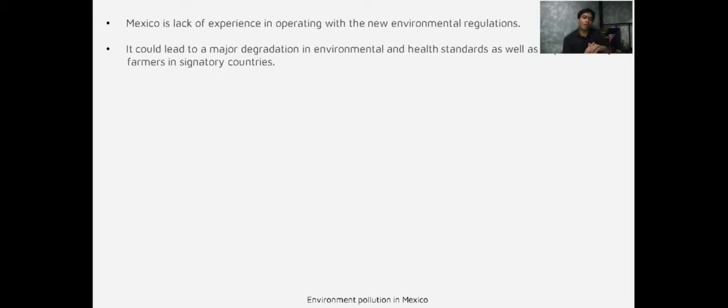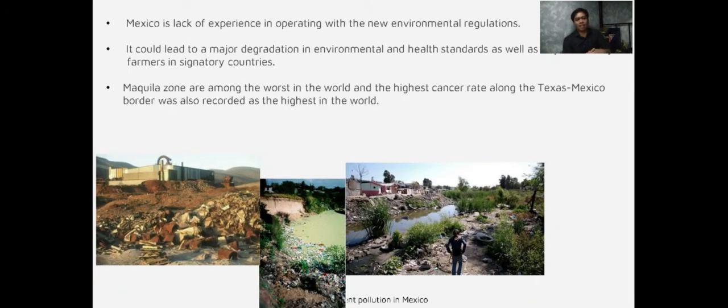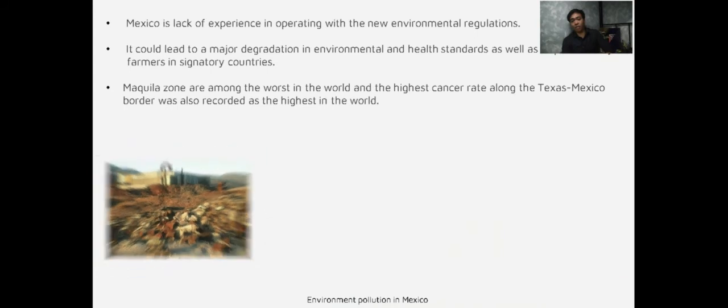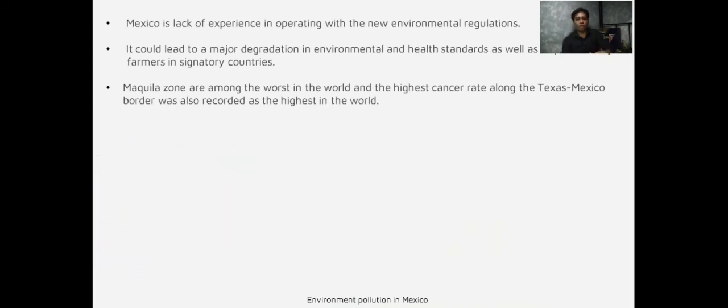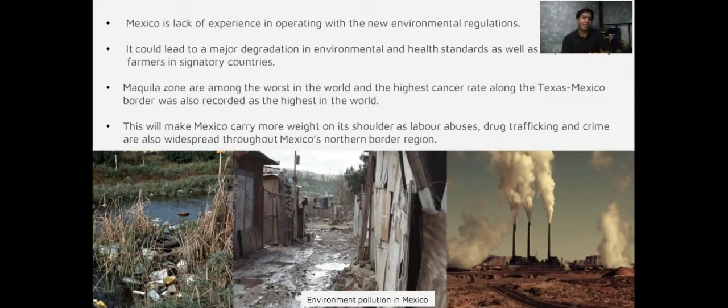The Maquiladora zone is among the worst in the world, with the highest rate of cancer in Texas and Mexico. The border has also been recorded as the highest in the world. This will add to Mexico's burden on its shoulders, as labor abuse, drug trafficking, and crime are also widespread through Mexico's northern border region. Okay, that's all from me.